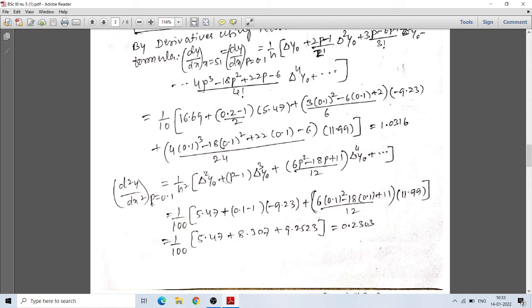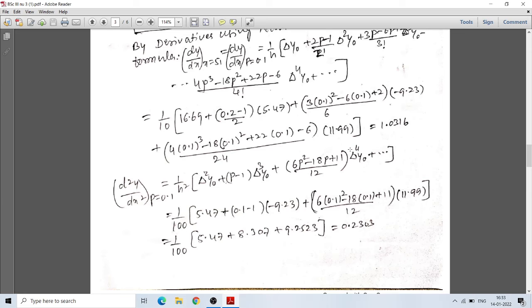So find the second derivative, d square y by dx square at p is equal to 0.1. This is the formula: 1 by h square, delta square y naught plus p minus 1 delta cube y naught plus 6p square minus 18p plus 11 by 12 delta to the power of 4 y naught. So 1 by 100, since h is 10 and 10 square is 100. The delta square y naught value we get from the forward difference table, that is 5.47, plus p is 0.1 minus 1. Delta cube y naught also we get from the forward difference table, minus 9.23, plus 6 of 0.1 square minus 18 of 0.1 plus 11, divided by 12.